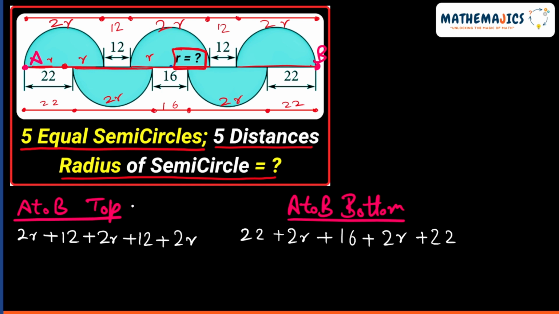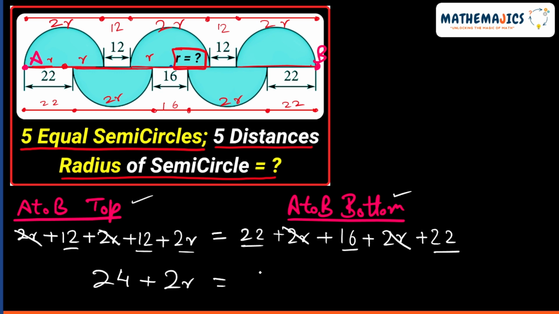Now, whether you measure the distance from top or from bottom, the distance will remain the same. So now we can solve this equation. 2R and 2R get cancelled. 2R and 2R get cancelled. On the left hand side, we will be left with 24 plus 2R. On the right hand side, 22 plus 16 plus 22, that will turn out to be 60. That means 2R will turn out to be 36.